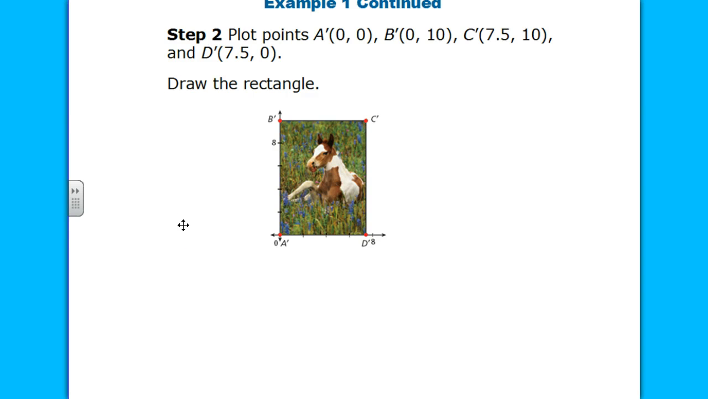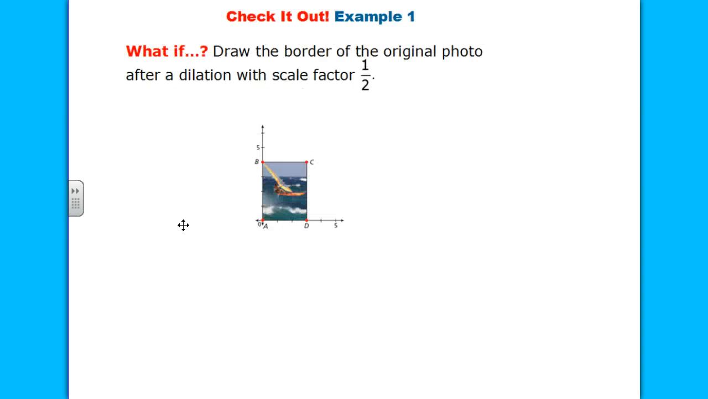Remember that term? So, okay, what would happen to a photo that was dilated by a scale factor of 1/2? What would be different? Reduction, it's going to bring it down. Notice that the point A at 0, 0 is going to remain there, right?